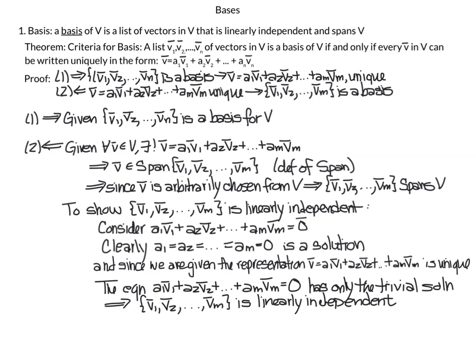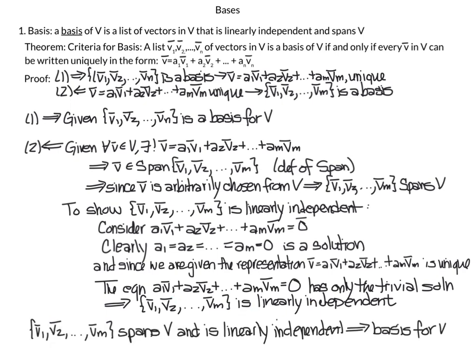You can say our vectors are linearly independent, or the set is linearly independent, which means our v1, v2 up to vm spans V, it's linearly independent, and a basis for V. So we've finished proving the opposite direction. We've now completed part 1 and part 2 of our proof, and we are done.